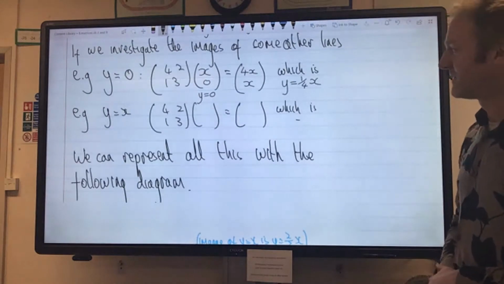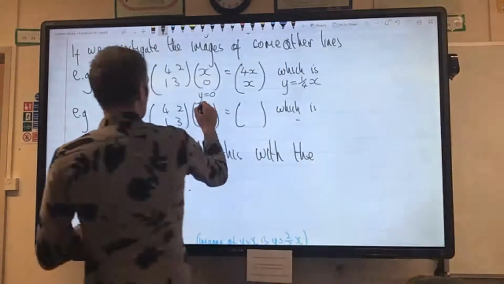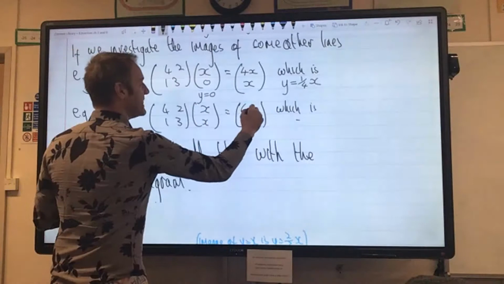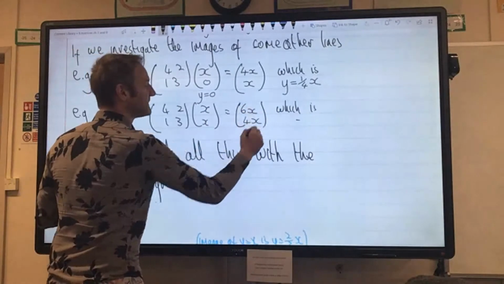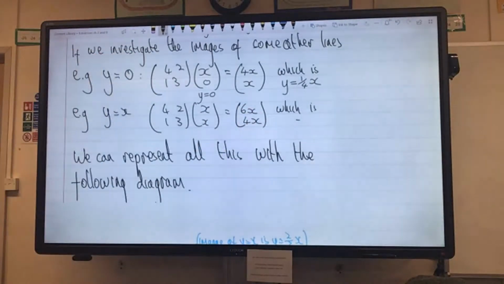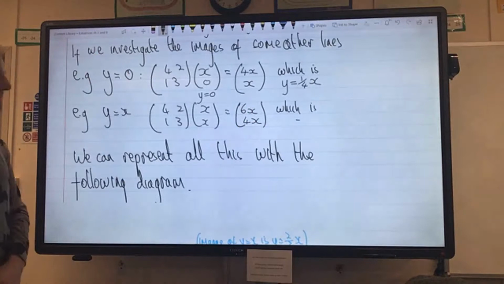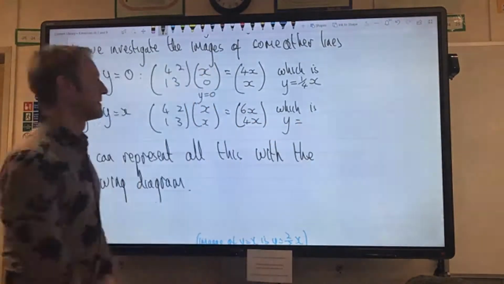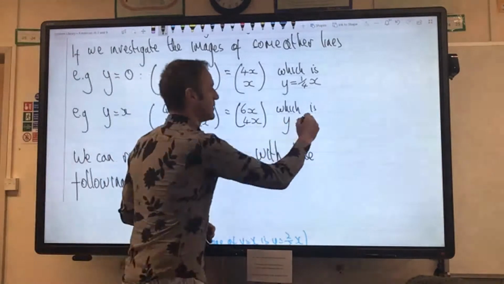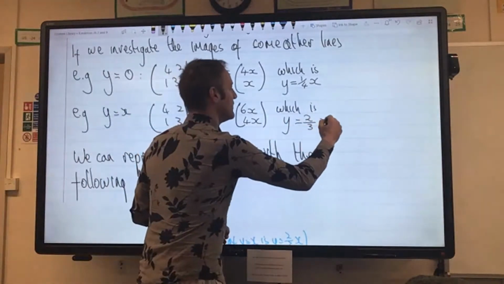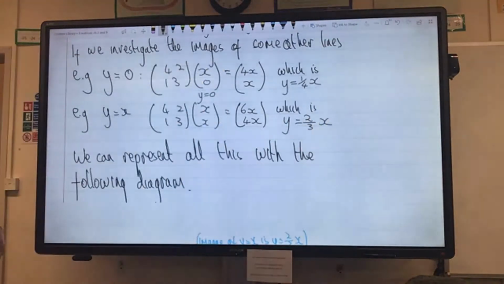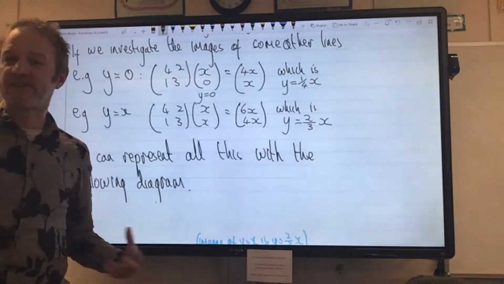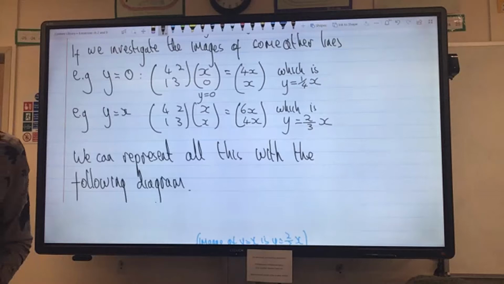So you got 6x, 4x. So x, 6. So what's the equation of that line? So that would be y equals 2 over 3x. Good, y equals 2/3 x. So the line y equals x is transformed to the line y equals 2/3 x. Does anyone have any questions on that analysis? Because that's something new that you haven't necessarily looked at before.